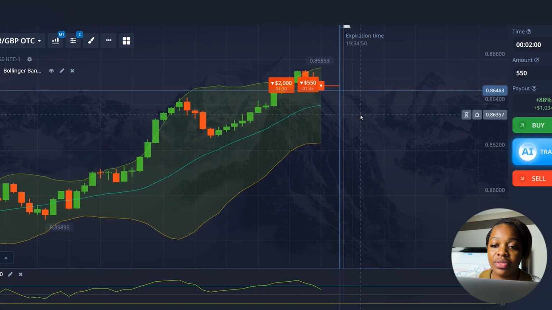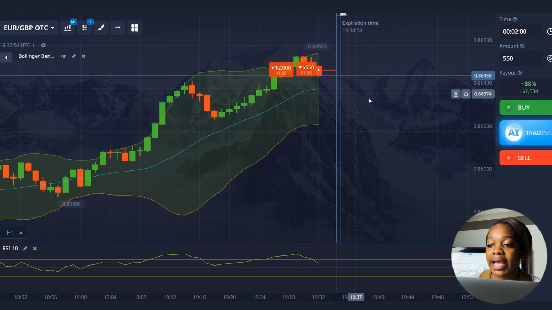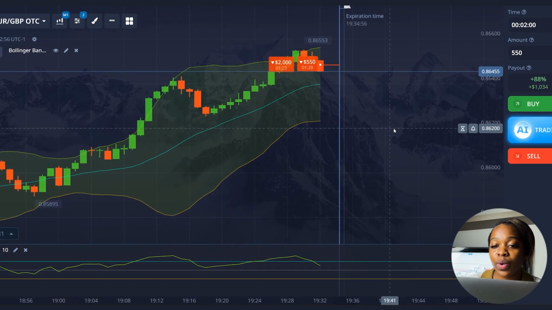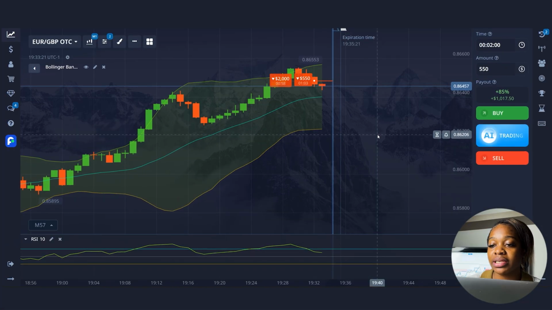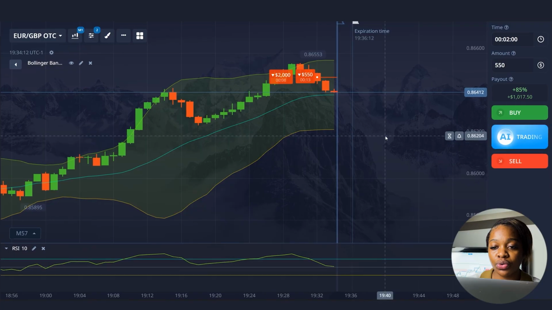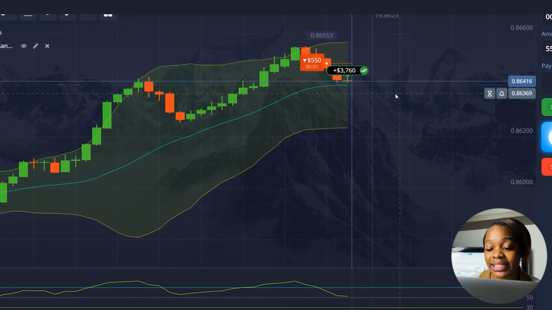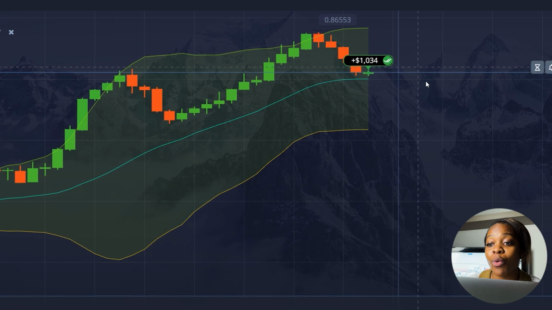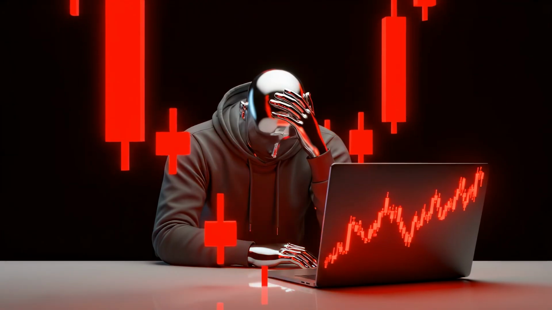Everything lines up. The price is overheated. RSI confirms reversal and candles show weakening growth. That's why this sell entry is justified. The market's ready for a correction down towards the middle Bollinger line. Waiting for the trade to close, and it closes at a positive of $3,760 and another positive of $1,034. Perfect. No need to get upset.